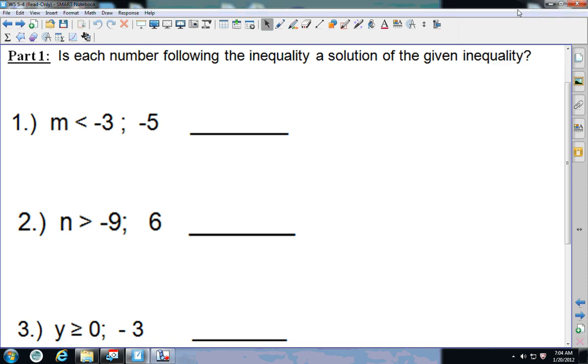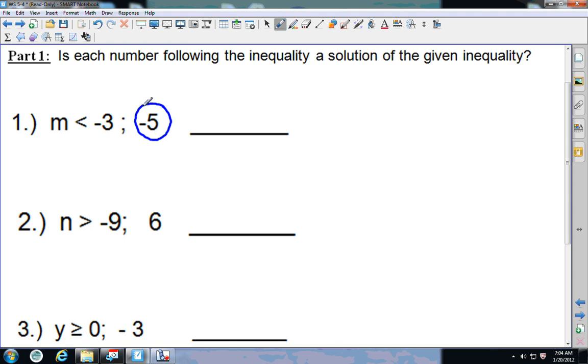In this video, we're going to work on more solving one variable inequalities and what that means. Look at the first one. It says, is each number following the inequality a solution to the given inequality? So if you look at this, it says m is less than negative 3. So they want to know if negative 5 is less than negative 3.